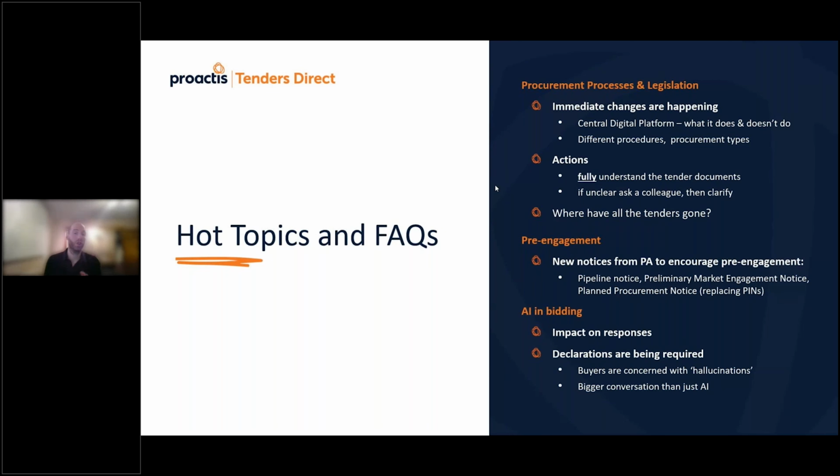Pre-engagement, there are loads of questions about pre-engagement, really, really important. There are new notice types: pipeline notices, preliminary market engagement notices, and planned procurement notices, which replace prior information notices, which were PINs. Look out for these. If you see them, start engaging with them. Look to see if it's a market engagement piece that you can go to and engage with the buyer. If not, use it to support your planning activities. Understand what opportunities are going to be coming out and make a point to engage with them.